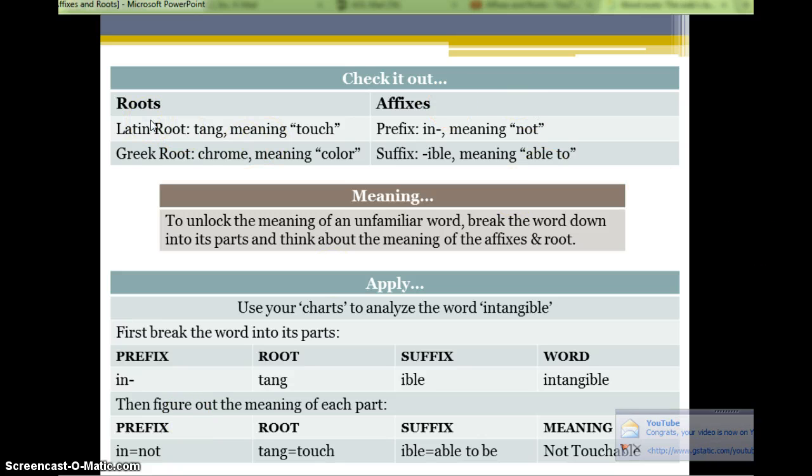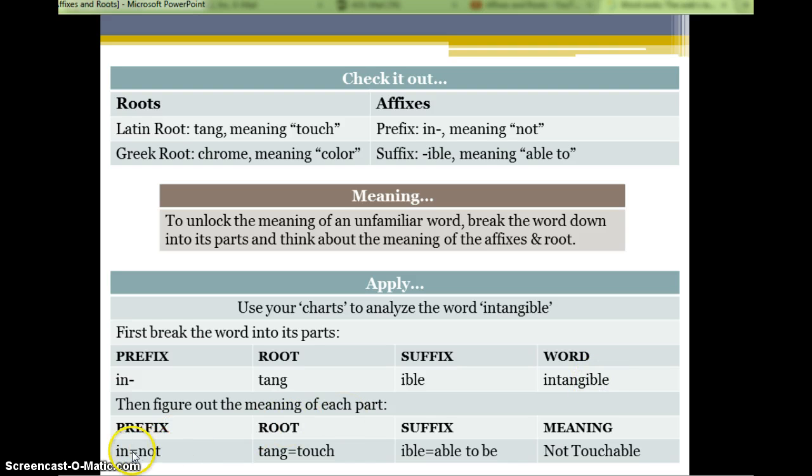Now, let's just take a look at how this works when we bring it all together. So we have a Latin root word tang up here. Tang, T-A-N-G, and that means touch. Prefix I-N means not. And then over here, I want you to look at the suffix IBLE, meaning able to. Then I want you to come all the way down to the bottom of the page where it says apply. And under that, I want you to look to the left where it says prefix. We put in I-N, which again, we saw up at top meant not. Tang means touch. That's a root word for touch. IBLE means able to. Now, if we put that word together, we come up with intangible.